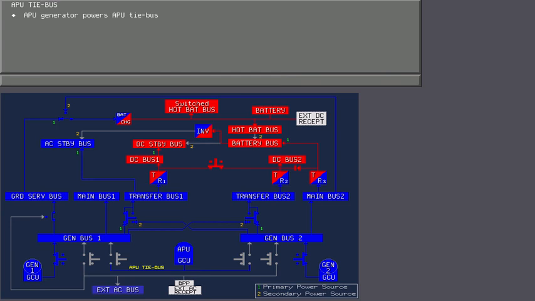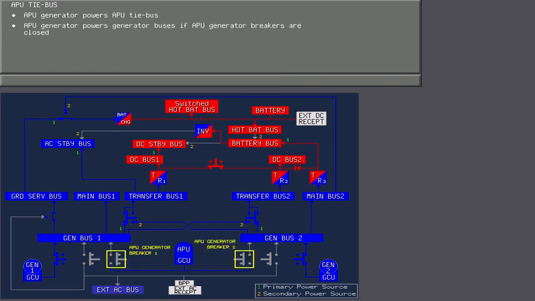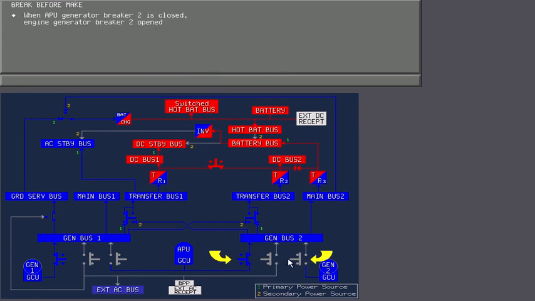The APU generator powers the APU tie bus. The APU generator can power the generator buses through the APU tie bus if the APU generator breakers are closed. Now touch APU generator breaker 2 to close it. Notice that when APU generator breaker 2 closed, engine generator breaker 2 opened.